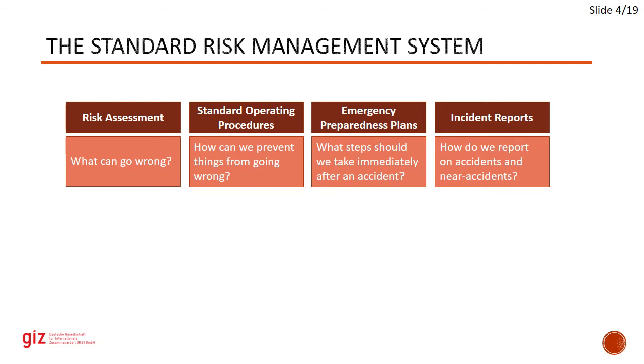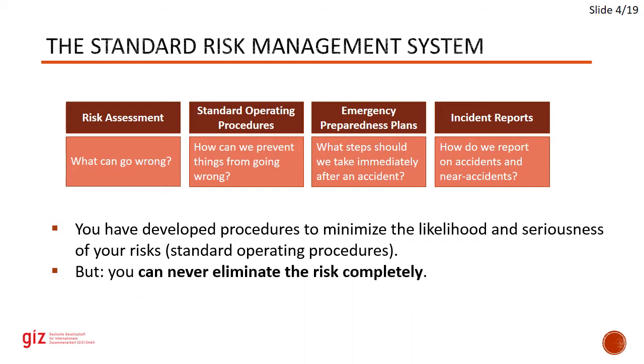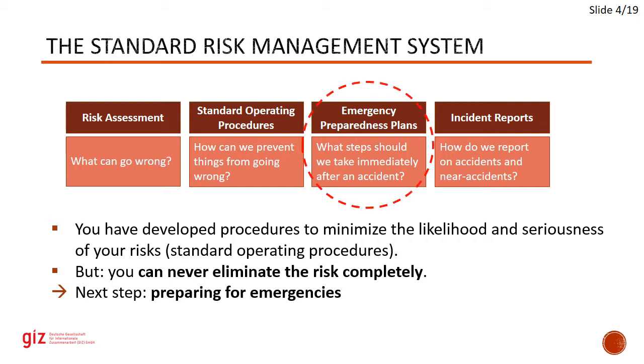So here we have our standard risk management system again. You have now developed procedures to minimize the likelihood and seriousness of your risks, your standard operating procedures. But you can, of course, never eliminate the risk completely. Accidents can and will still happen. So the next step is preparing for emergencies. This brings us to emergency preparedness plans. What steps should we take immediately after an accident?